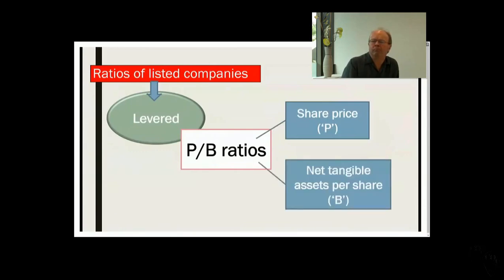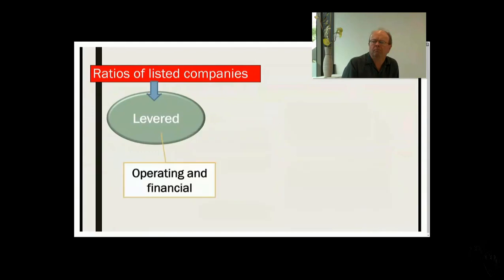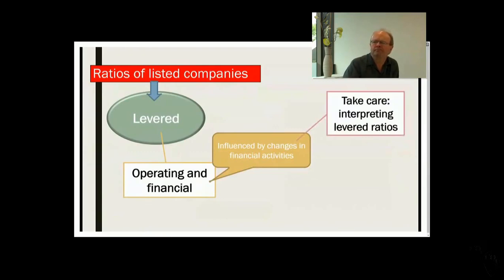A firm's net tangible assets will include both operating and financial assets and liabilities. Levered ratios include the effects of both the operating and financial activities of a firm. This means they can be influenced by changes in a firm's financial activities, even if there is no change in a firm's operating activities. For this reason, we need to be careful about interpreting levered ratios.